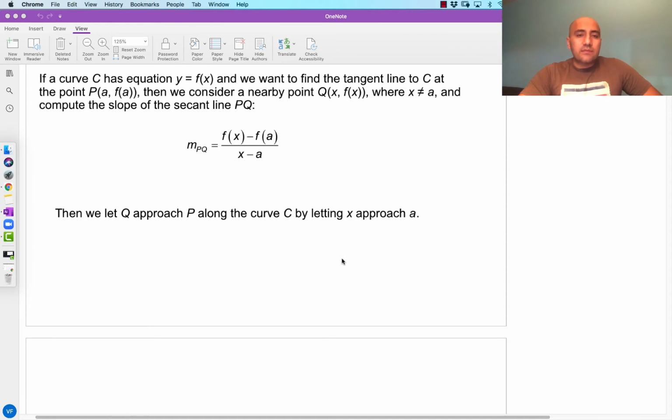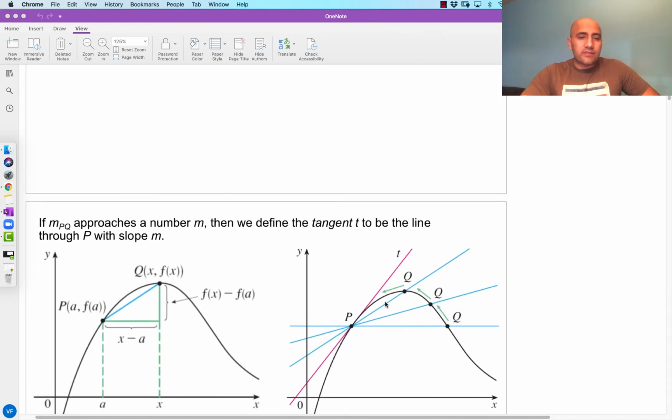Those can easily be found by this ratio, f of x minus f of a all over x minus a. The numerator is the change in the y-axis direction, the change in the outputs, and the denominator is the change in the x-axis direction. Then we let Q approach P along the curvature C by letting x approach a. What is all that? Well, we have some nice little pictures of that.